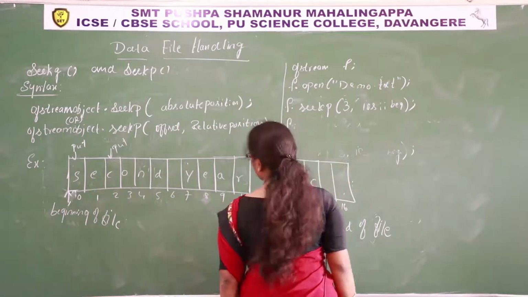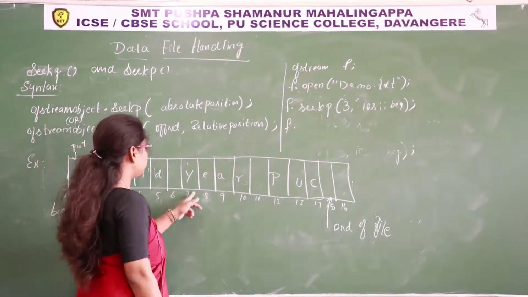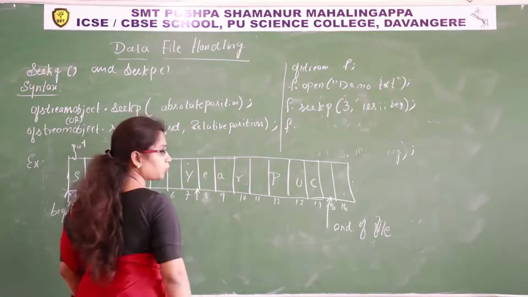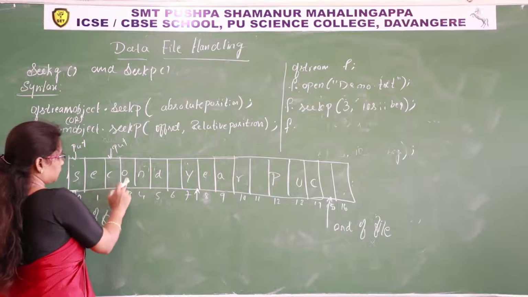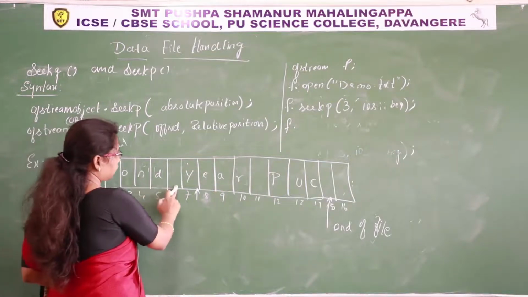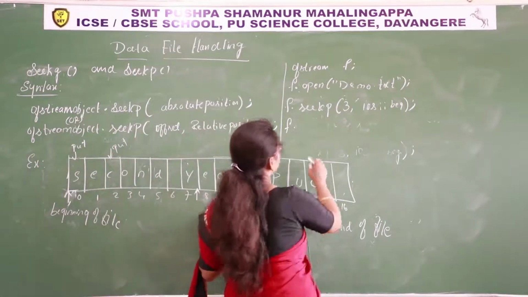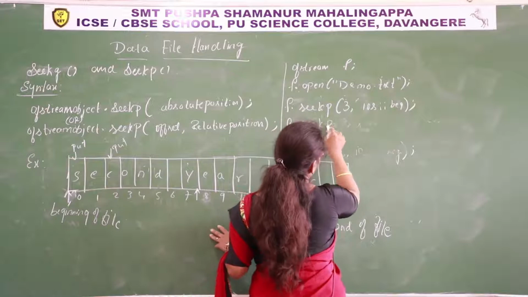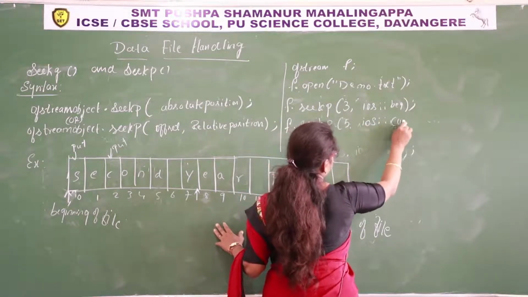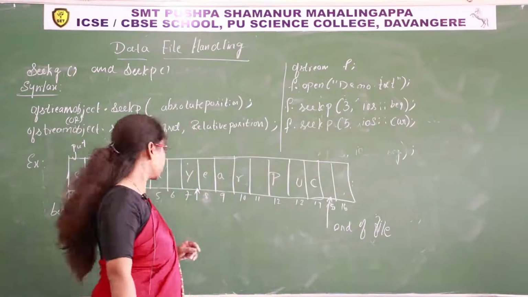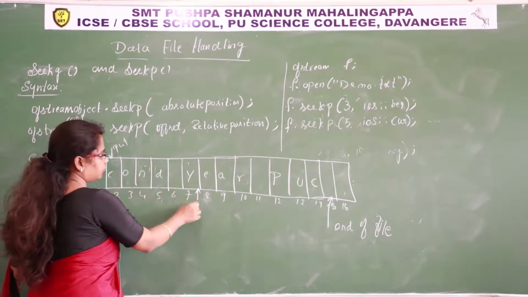Then f.seekp, I'll move to this location. So from here, 1 byte, 2 byte, 3 byte, 4 byte, 5th byte. seekp, offset is 5, ios::cur, current. So 1, 2, 3, 4, 5, the put pointer.